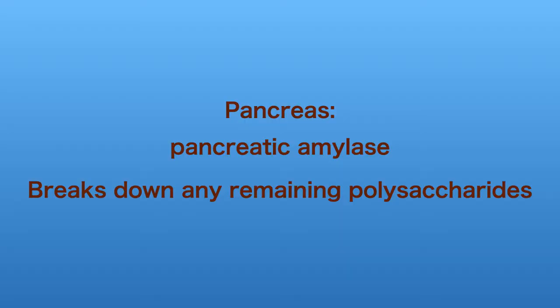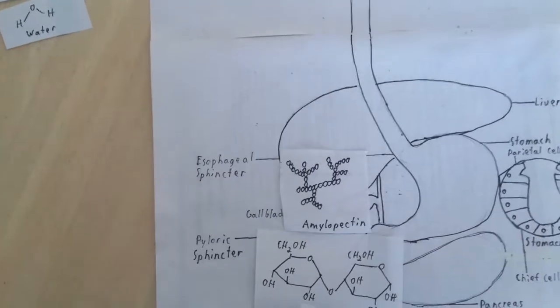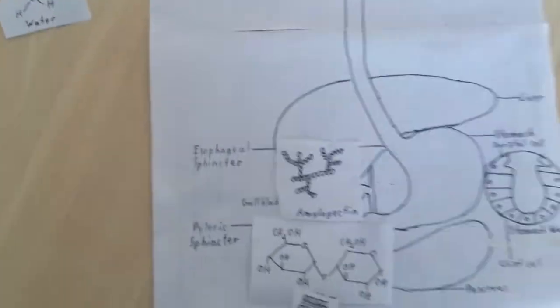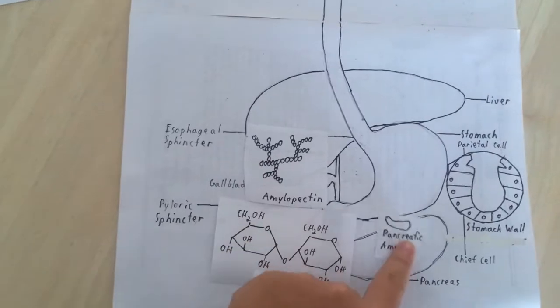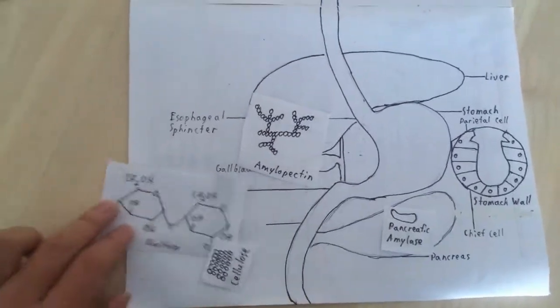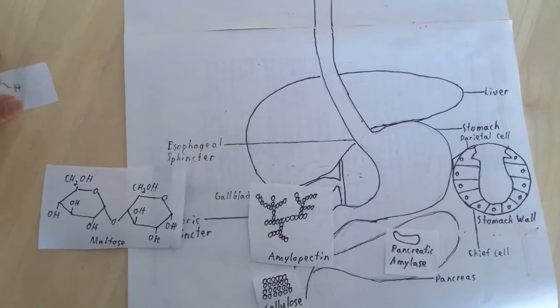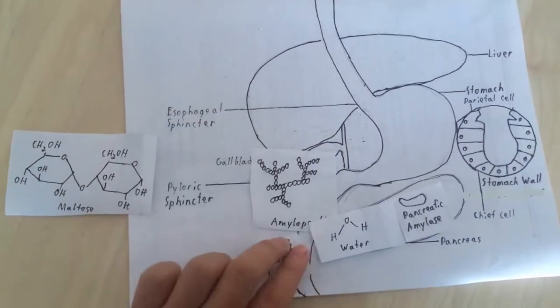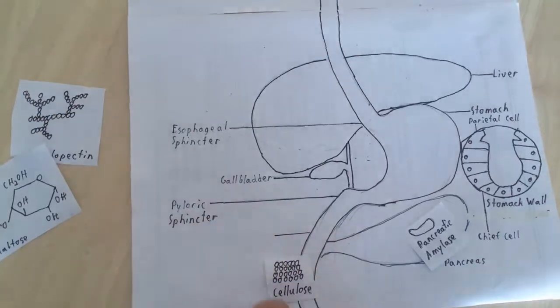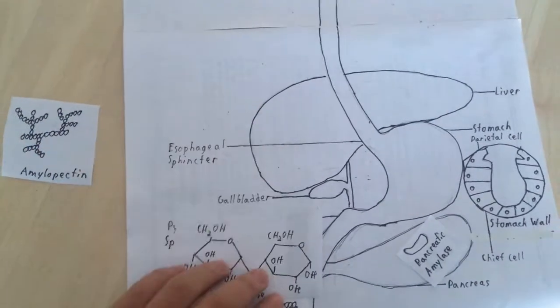In the first part of the intestine, called the duodenum, the pancreas secretes another type of amylase called pancreatic amylase. This enzyme breaks down the remaining undigested polysaccharides into disaccharides. Just like alpha amylase, pancreatic amylase breaks down polysaccharides into disaccharides by hydrolysis. Hydrolysis is the process of water breaking a bond between two saccharides, which causes them to split.